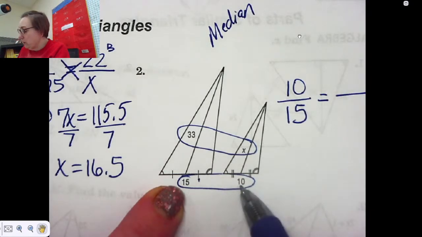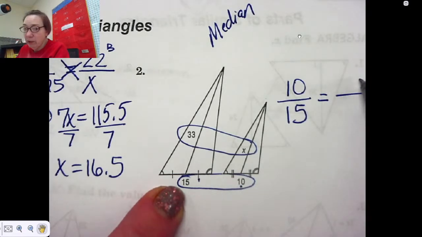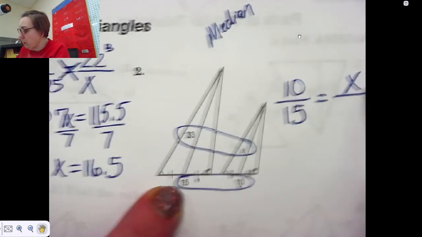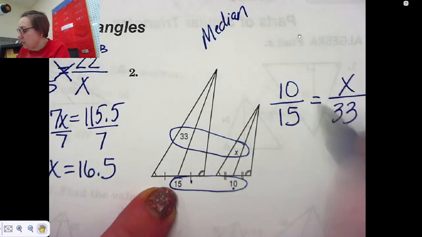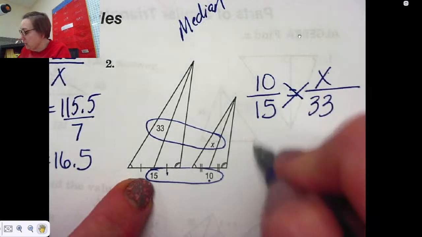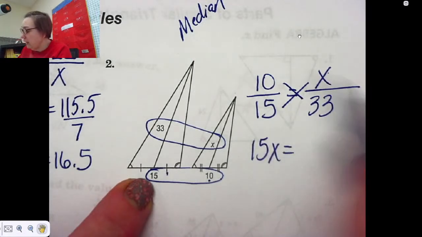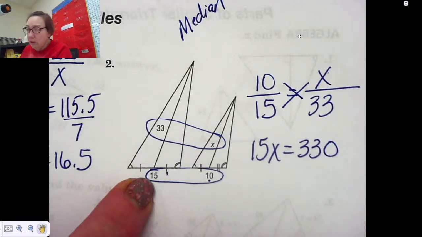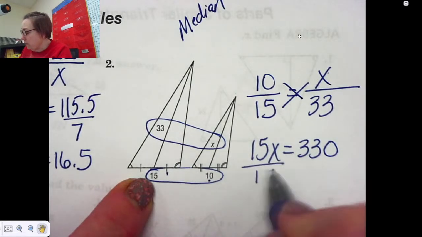Since we put 10 on top, what has to go on top over here? X. What goes on bottom? 33. Then we cross multiply to solve again. We'll have 15 times x and 10 times 33, which is 330. And then we'll divide both sides by 15.